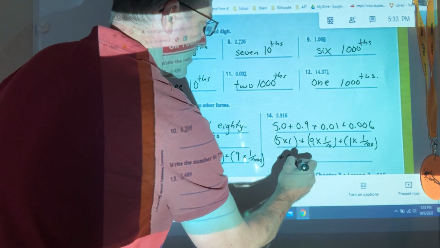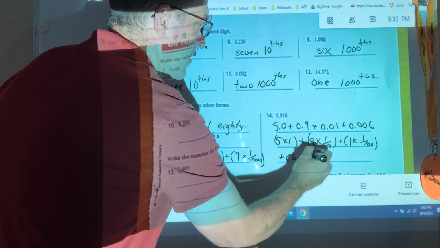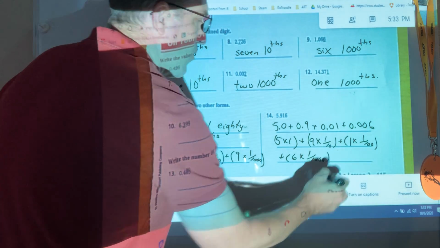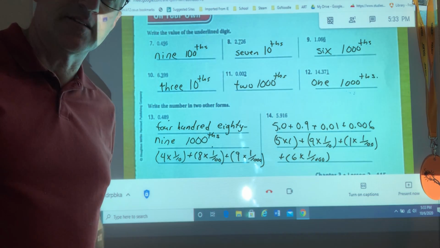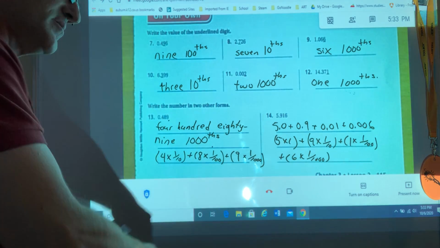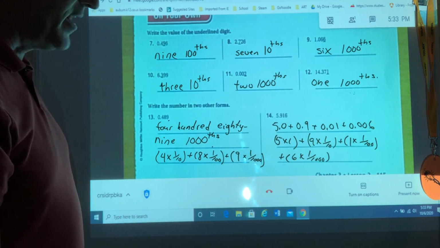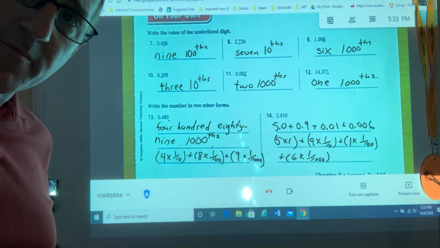Plus 6 1,000ths. 6 times 1/1,000th is 6 thousandths. 6 times 1 is 6, right? 6 times 1/1,000th is 6 thousandths. All right, it's done. Boosh. All right, back page coming up.